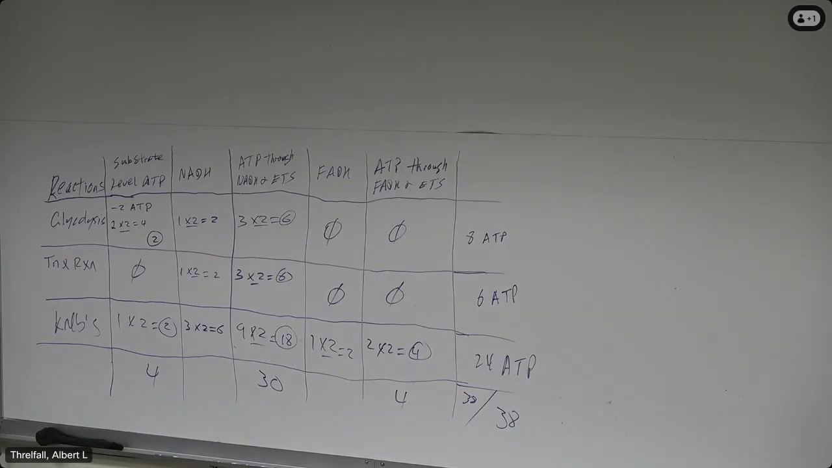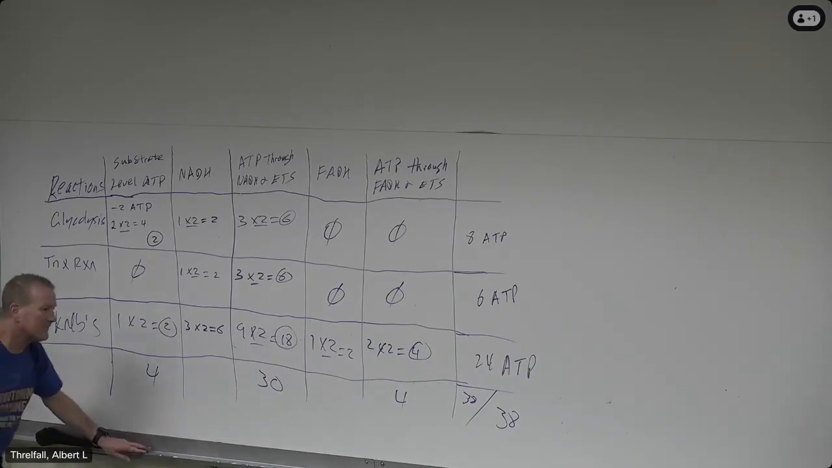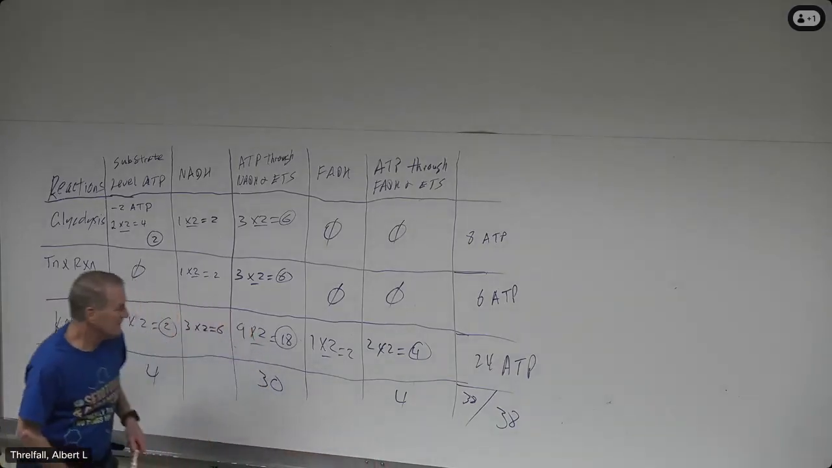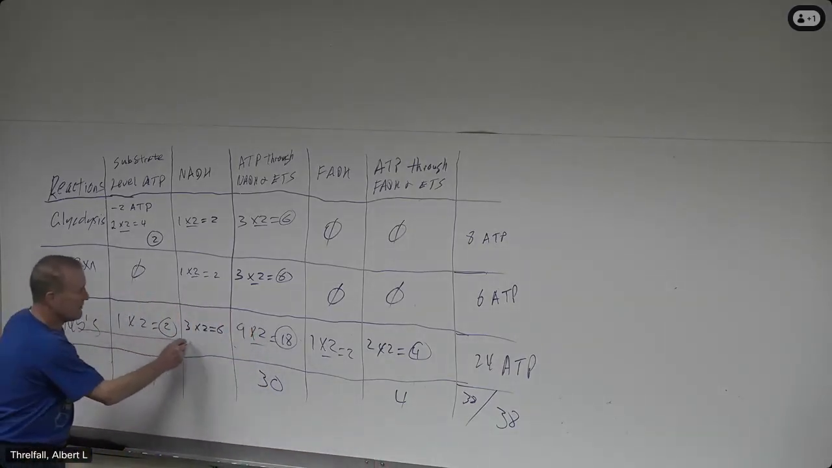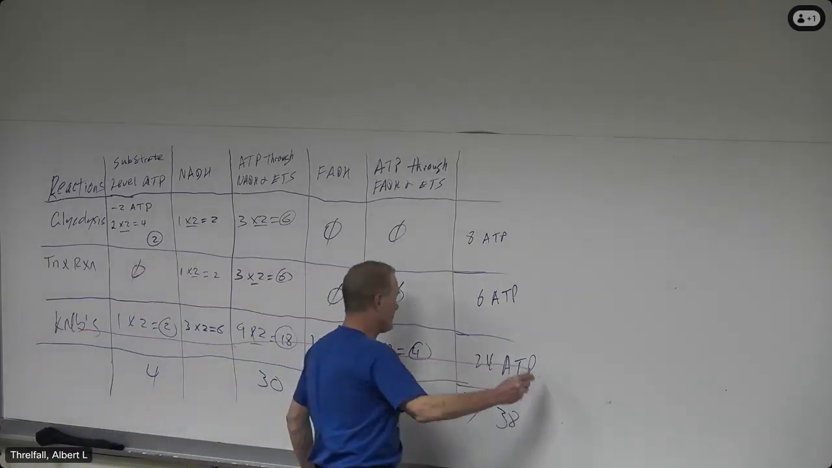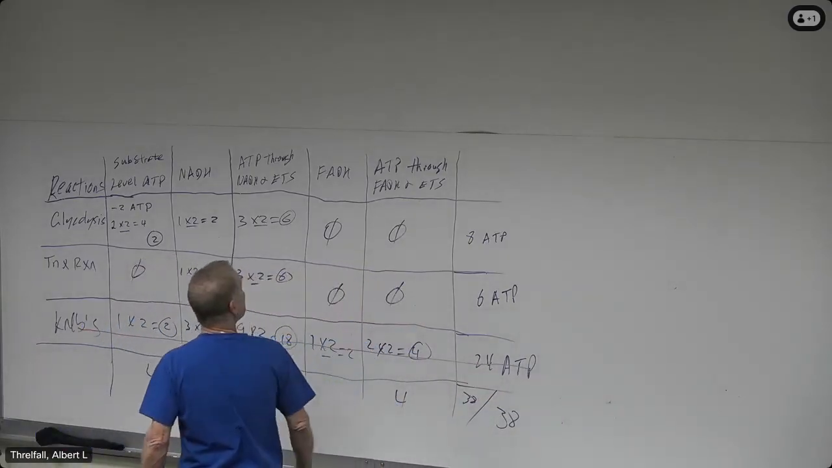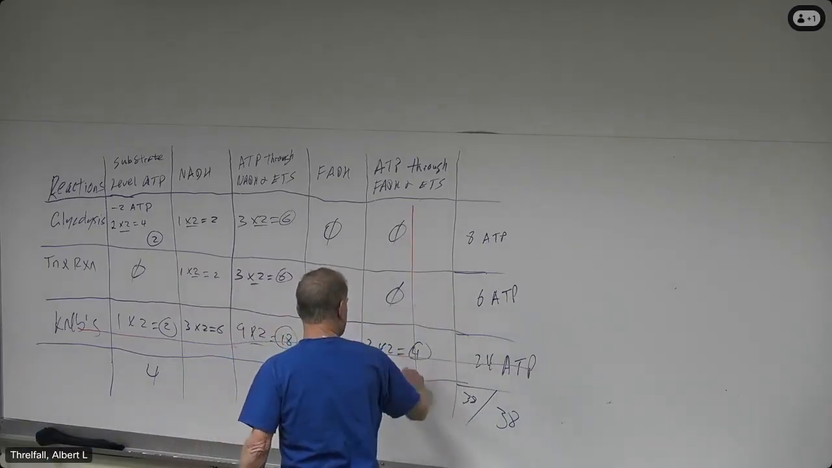So how many ATP do you get through FADH and one turn of the Krebs cycle? Two. Through FADH and one turn of the Krebs cycle. So here's Krebs, so we know we're somewhere in there. Through FADH and one turn of the Krebs cycle.